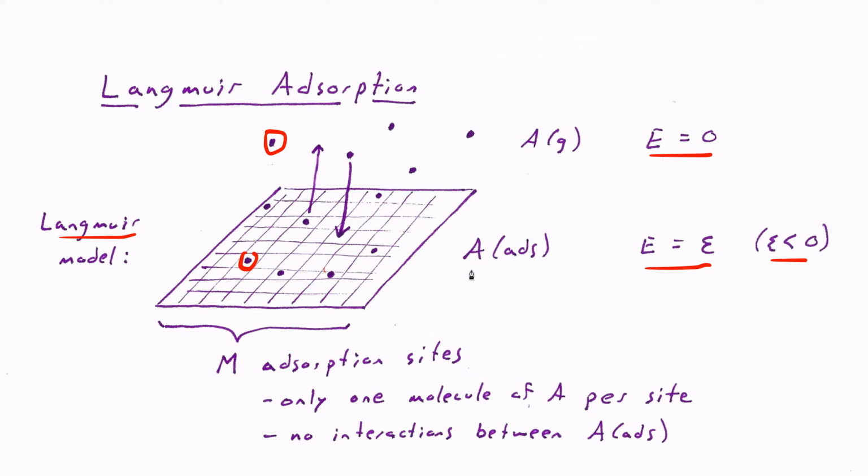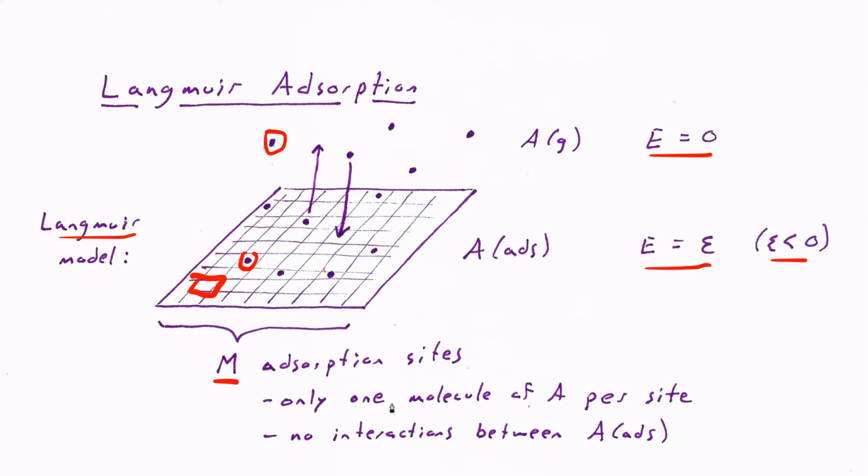The other thing we can assume about our surface is we can make this a lattice model, meaning we divide the surface up into a bunch of different individual sites, lattice sites, where the molecules can adsorb. So we'll make those sites of a size that only one adsorbate molecule can fit into each one of these lattice sites on the surface. So for a given surface area, a given surface size, we have some fixed number of adsorption sites. We'll use capital M for that number of adsorption sites.